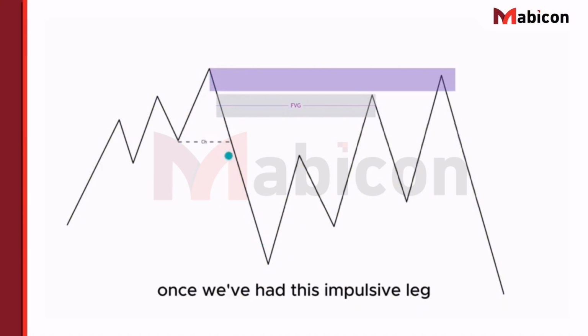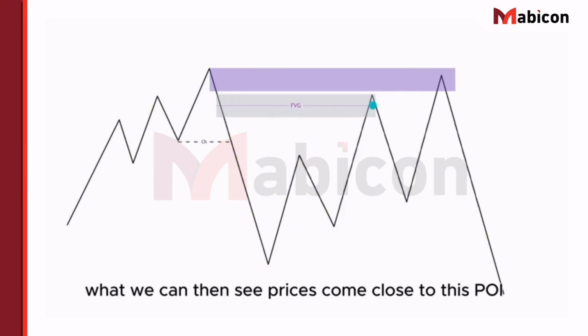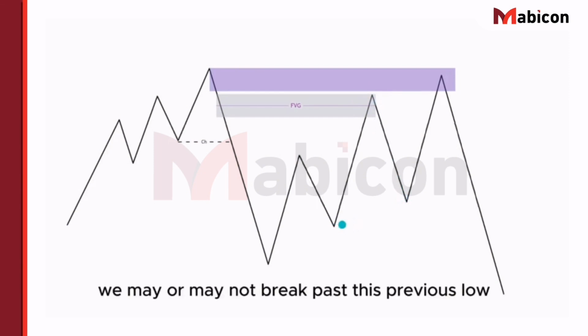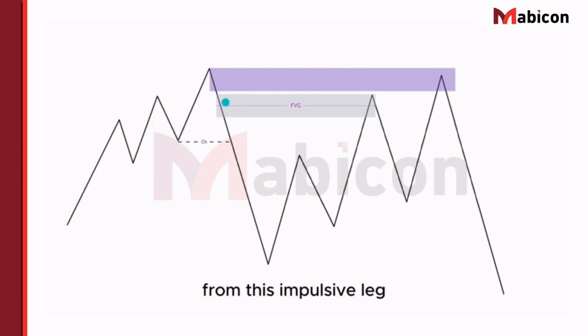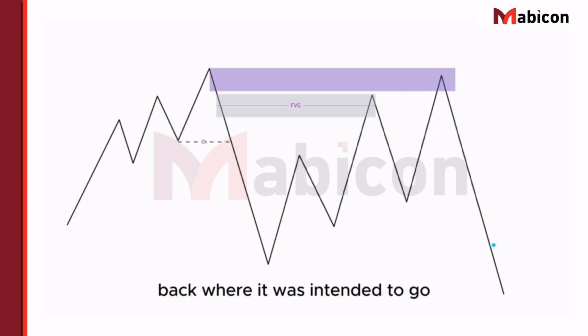Once we've had this impulsive leg, we've left behind a fair value gap. So it doesn't have to be one, there could be multiple fair value gaps, there could even be POIs within this leg that these internal highs and lows are then reacting from. What we could then see is price comes close to this POI, we've reacted from a fair value gap, pushing down. Once we've pushed down, we may or may not break past this previous low, but because we have an unmitigated POI, there are still orders left to collect from this impulsive leg. So it's very likely at some point we are going to see a mitigation of this point before price continues back where it was intended to go.